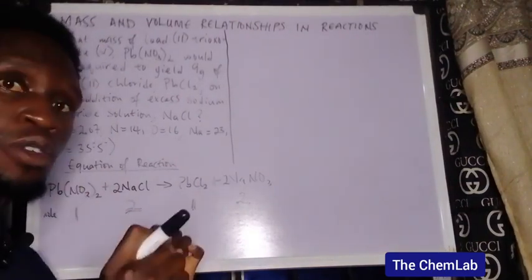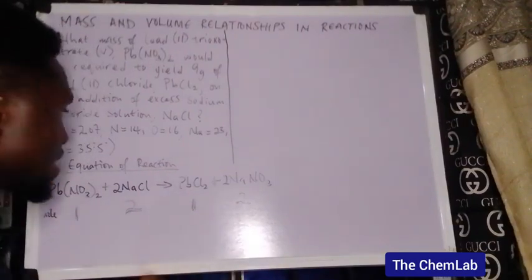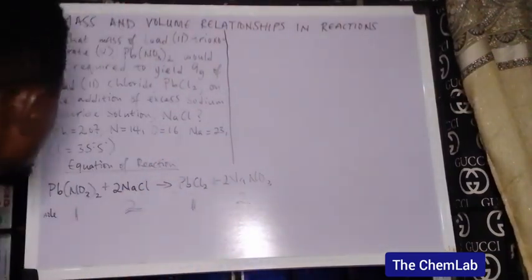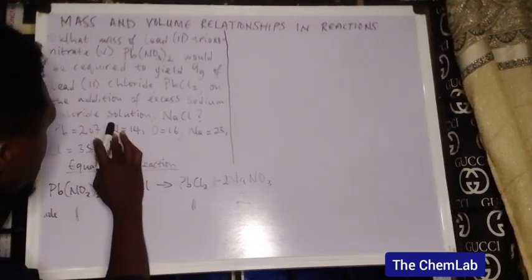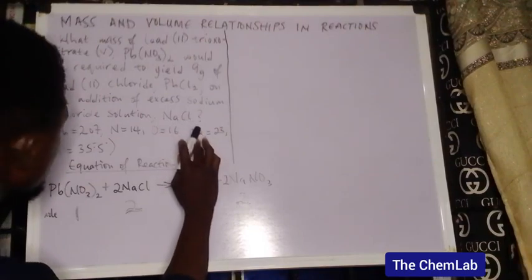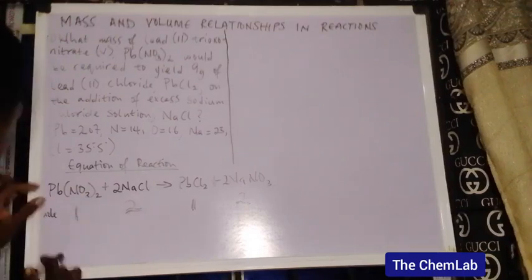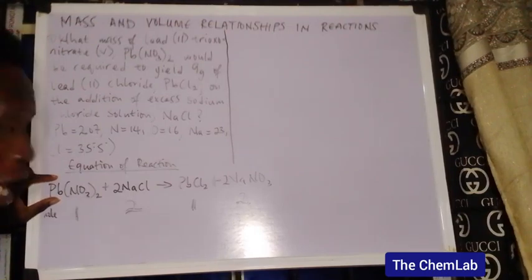Now, we'll first of all move from the known to the unknown, and then solve it. So, what is the known in this case? First of all, the molar mass. They have given us the molar mass of lead, nitrogen, oxygen, sodium, and chlorine. So we need to calculate the molar mass of lead(II) nitrate.